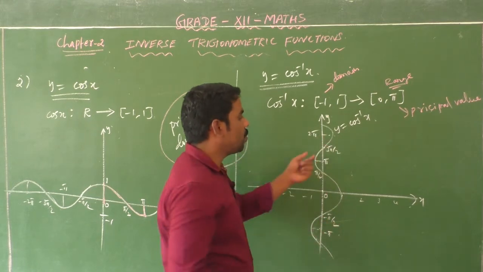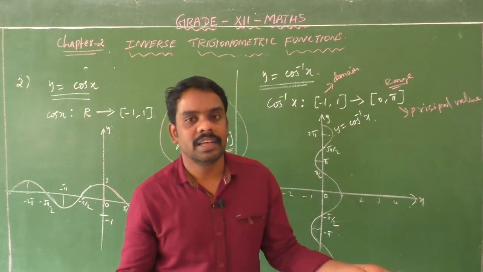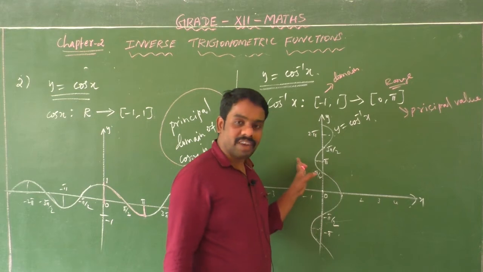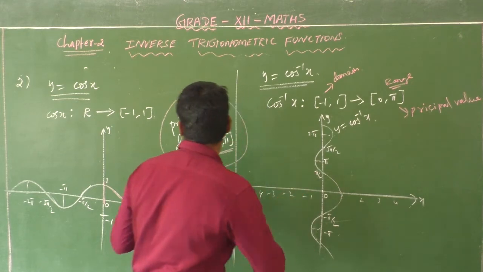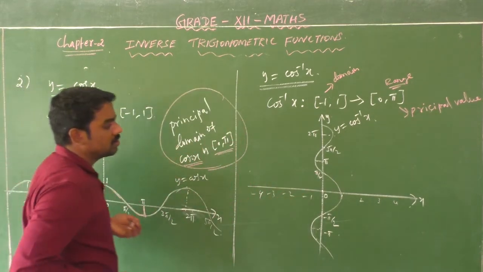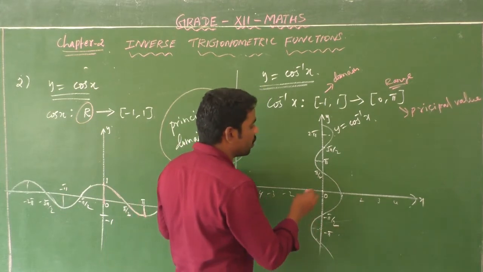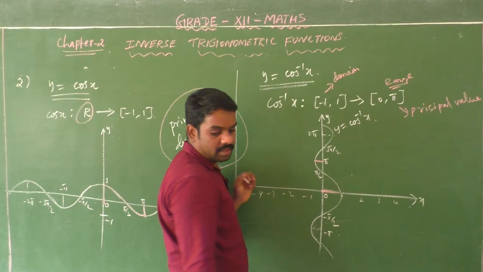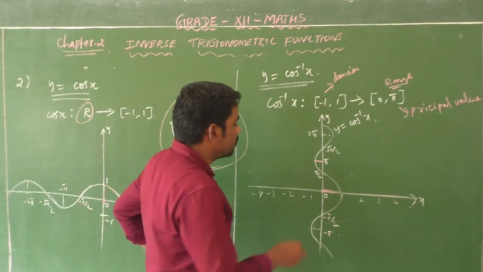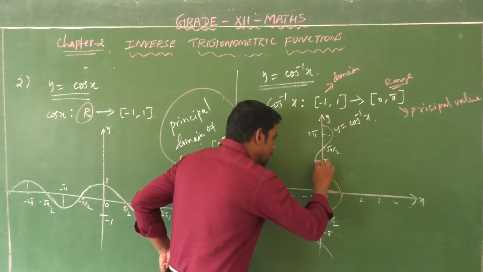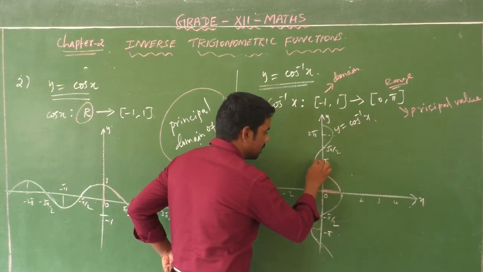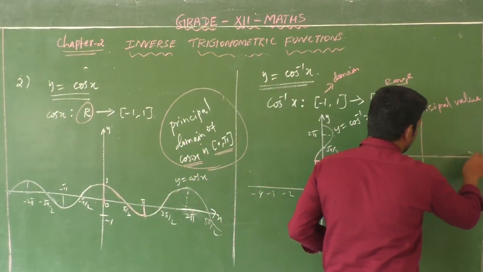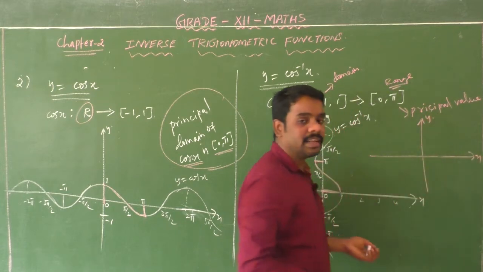So this curve is y equal to cos inverse x in the whole interval x belongs to R. But this is not a function in the whole interval of this domain R. So we restrict the domain to 0 to pi only. This interval only. So this curve only is y equal to cos inverse x, from 0 to pi.